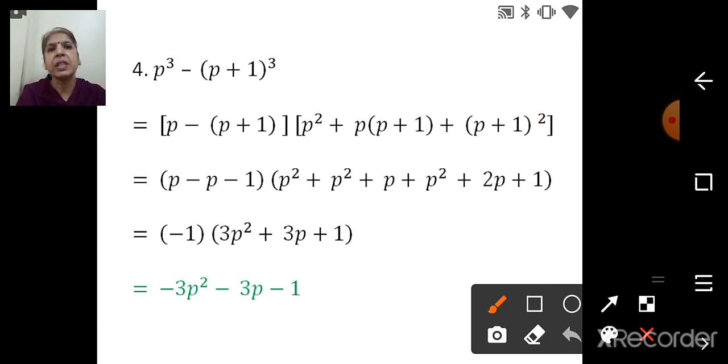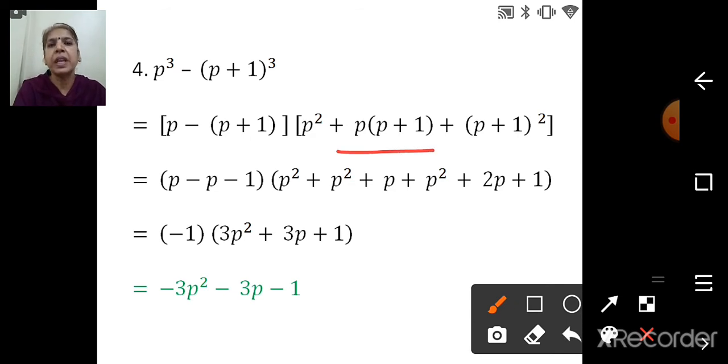Second bracket, now we are substituting the values, p square plus, yes children, what is the formula? p square, that is in place of a square, plus ab, so p multiply with p plus 1, plus (p plus 1) the whole square. Now we will simplify. Here it is minus outside the bracket, so when we open the bracket, terms inside the bracket will get changed. We are opening the bracket. So p minus p minus 1. And here p square we have written as it is.